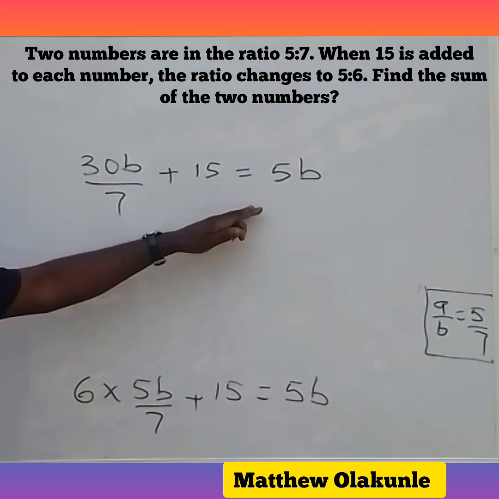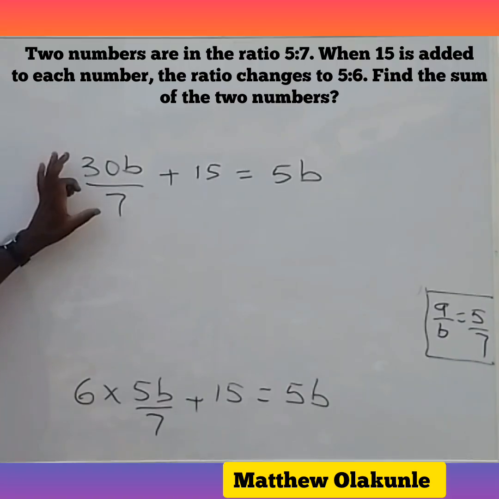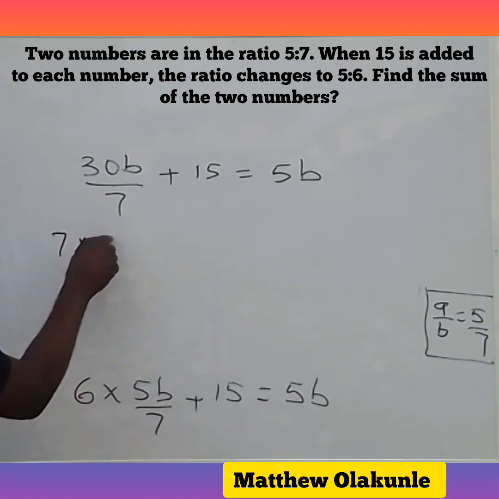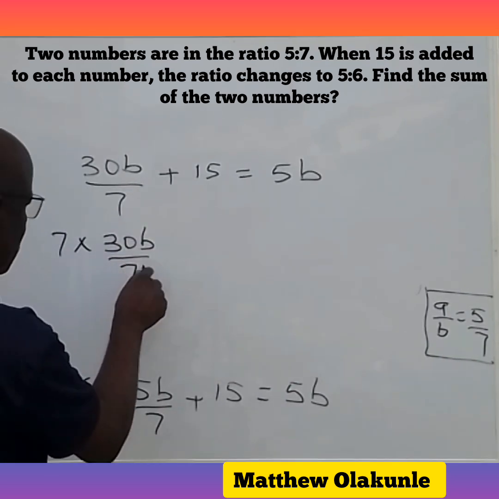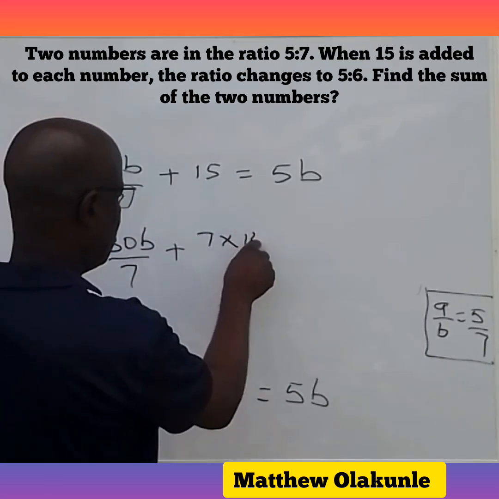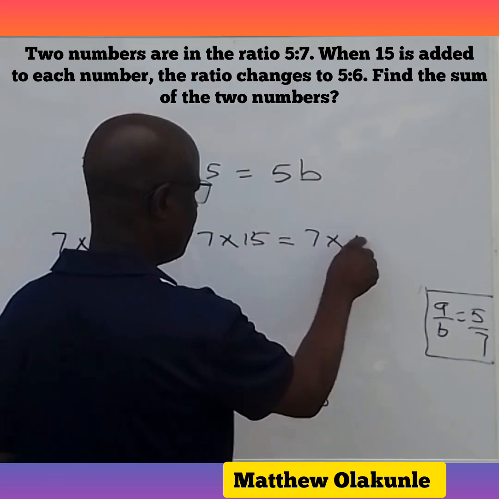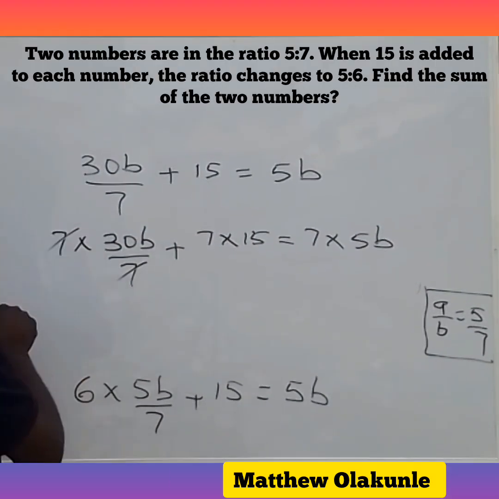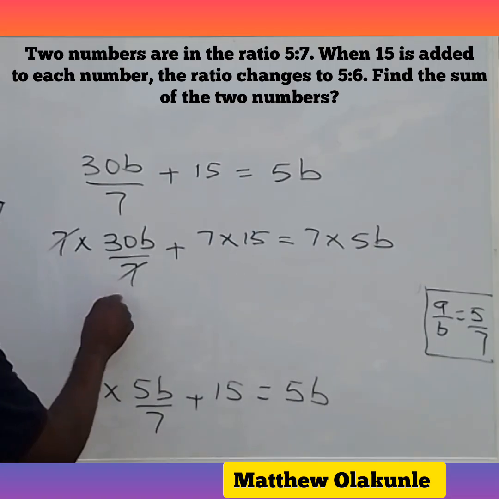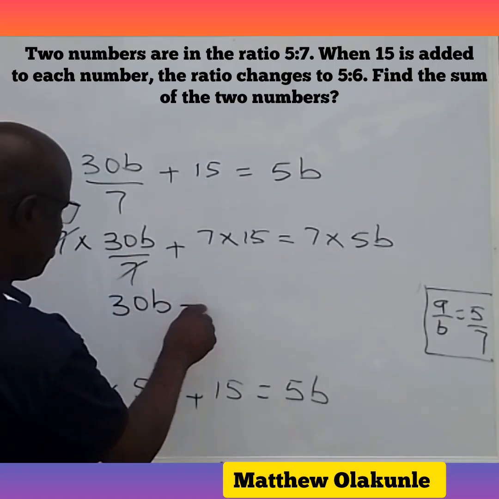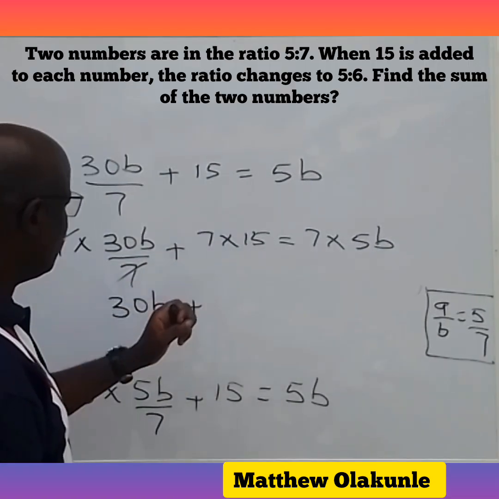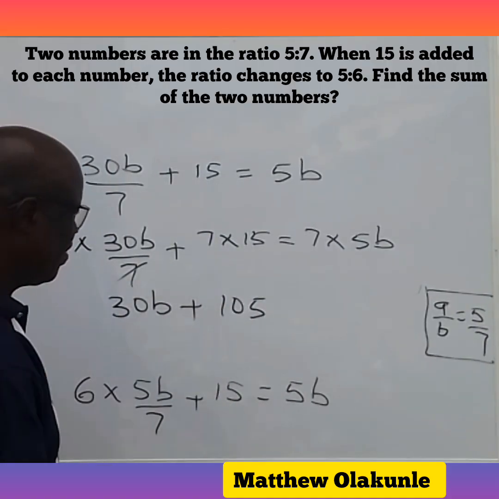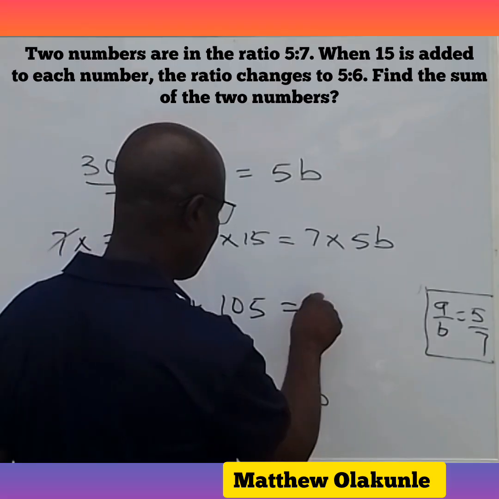So I want to make this equation linear. I don't want to see fraction. So multiply each term by 7. So I can cancel this, and I have my 30B plus 7 times 15, that's 105, equals 7 times 5 is 35B.